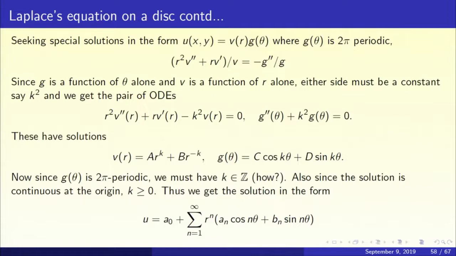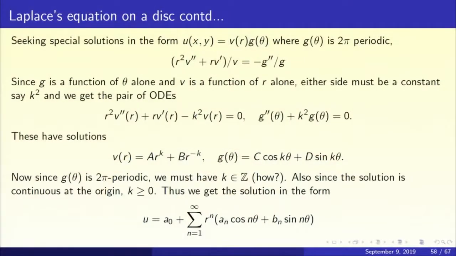So put these in the equation and you get the following result: r squared v double prime plus r v prime by v equal to minus g double prime by g. But notice that in this equation, g double prime by g is a function of theta alone, whereas r squared v double prime plus r v prime by v is a function of r alone. The left hand side is a function of r alone, the right hand side is a function of theta alone. So both sides must be constant. Let us call the constant value k squared. So what do we get? We get a pair of ODEs, we get a pair of ordinary differential equations.